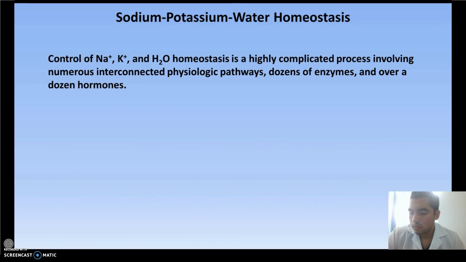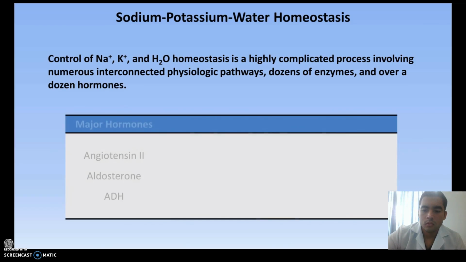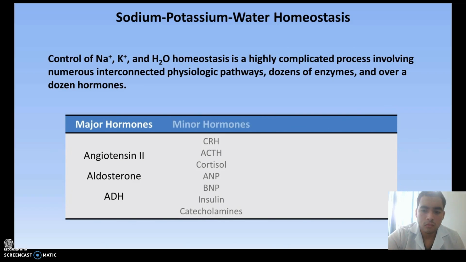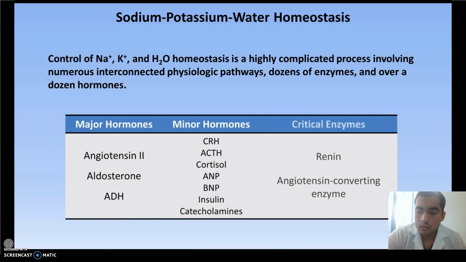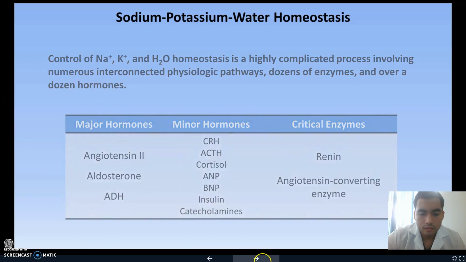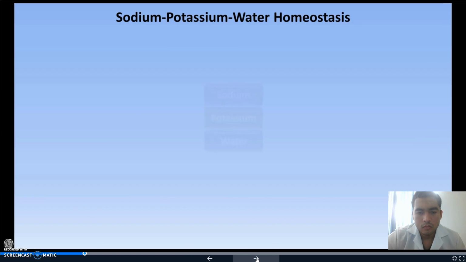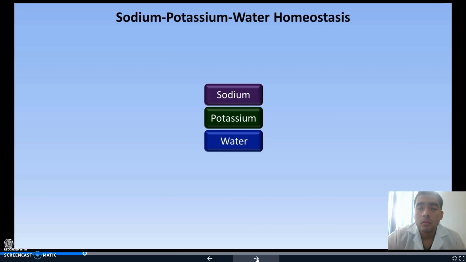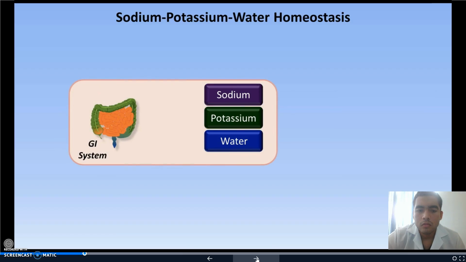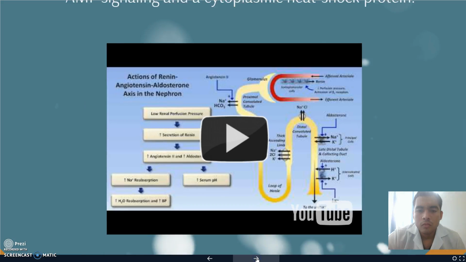The key players of sodium-potassium water homeostasis that I'll be discussing can be broken down into 3 categories. There are 3 major hormones, 7 minor hormones, and 2 critical enzymes. If it's not listed here, it's not clinically relevant. So let me start now with the big picture without details. This will represent the sodium, potassium, and water that is present in our blood. There are 4 arms or domains of physiologic processes that closely interact to keep these in balance. First is the GI system. We take in these electrolytes and water.